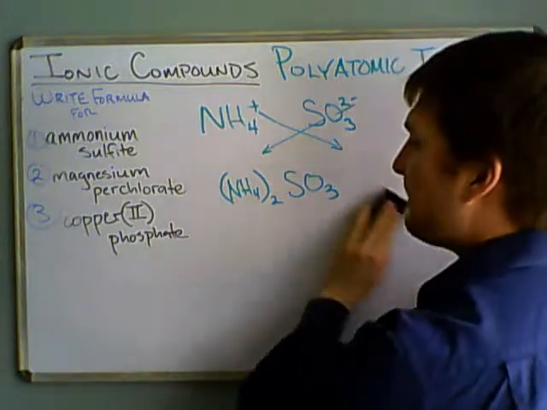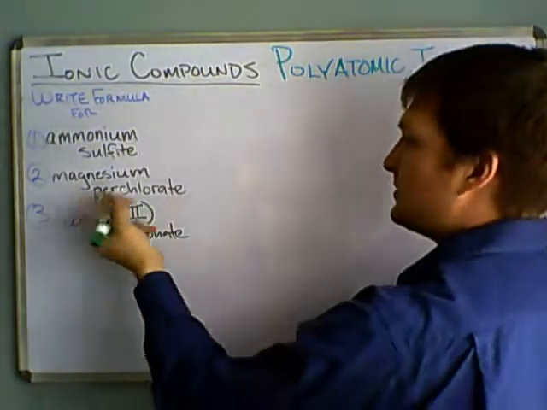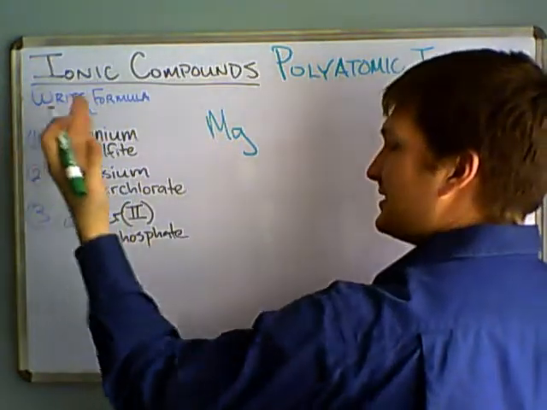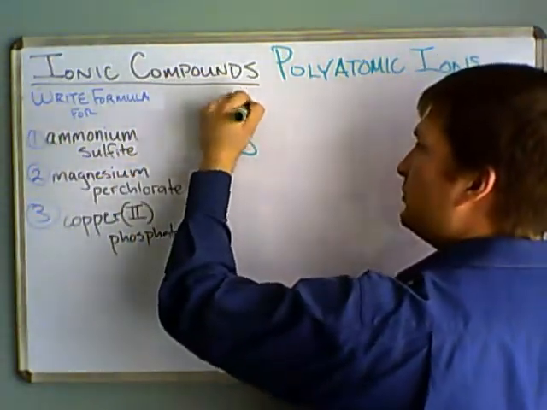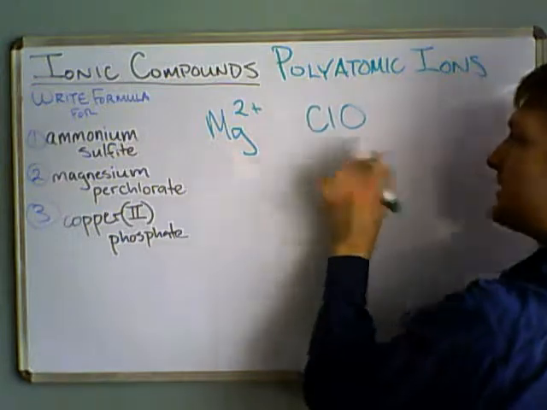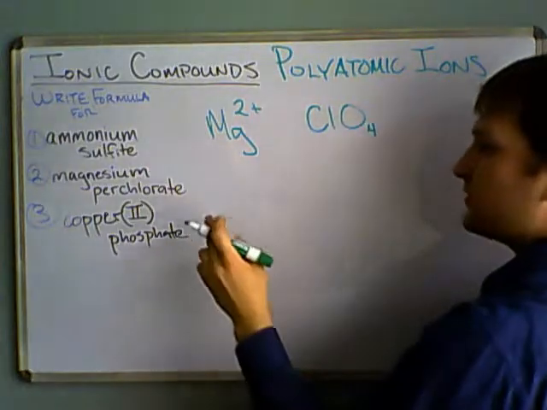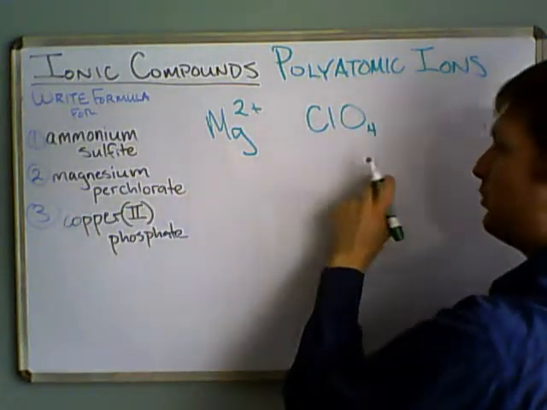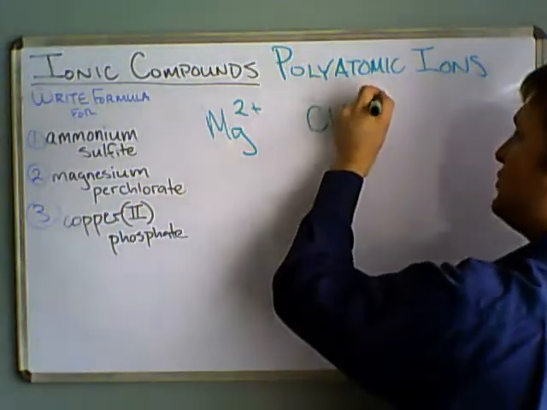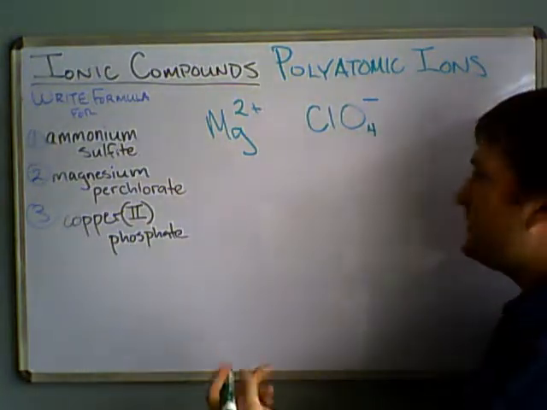Okay, now magnesium perchlorate. Again, I'm just going to write down my ions. Magnesium, I know that it's 2+ because it's in the second column. And perchlorate is going to be ClO with something. I know it's ClO4 because chlorate would be ClO3, and perchlorate is above that, so it must have another O. This has a charge of -1. Again, you could reference that, or just memorize it.